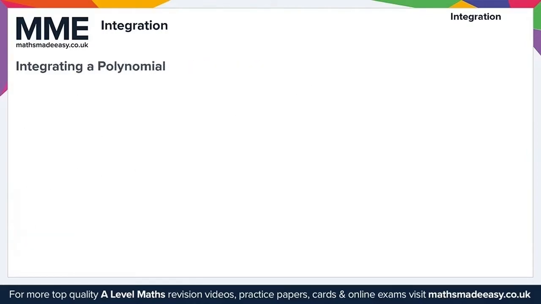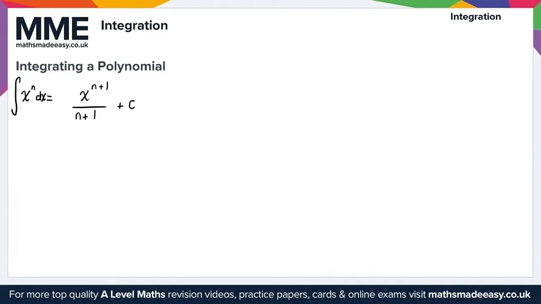Moving on now to take a look at integrating a polynomial. To integrate something of the form x^n, we simply add 1 to the power and divide by the new power. So if we integrate x^n, this would give us x to the n plus 1 over n plus 1. And here, as we have no limits, don't forget we'd have our constant of integration. That's our plus c there. And don't forget, we're integrating with respect to x, so that's our dx there.